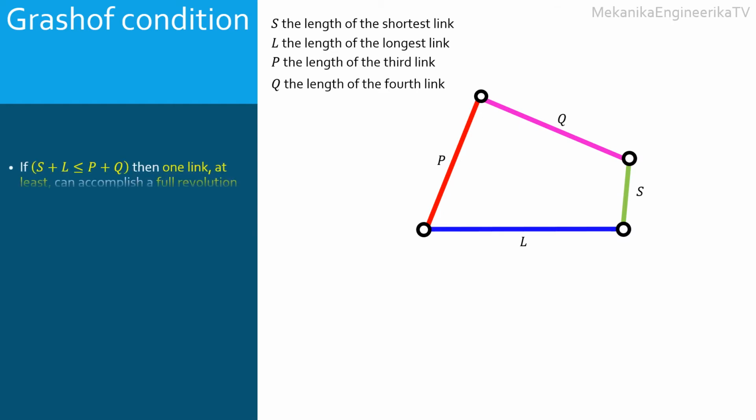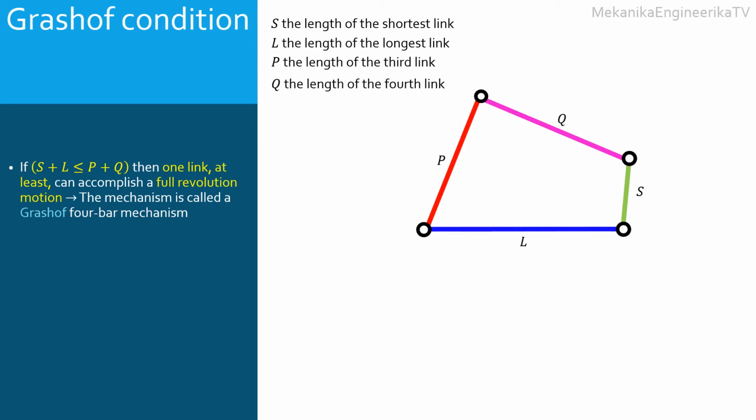The Grashof condition tells that, if the shortest bar length added to the longest bar length, together, is lower or equal to the sum of the lengths of the two other links, then at least one link can accomplish a full revolution motion, a 360 degrees rotation.